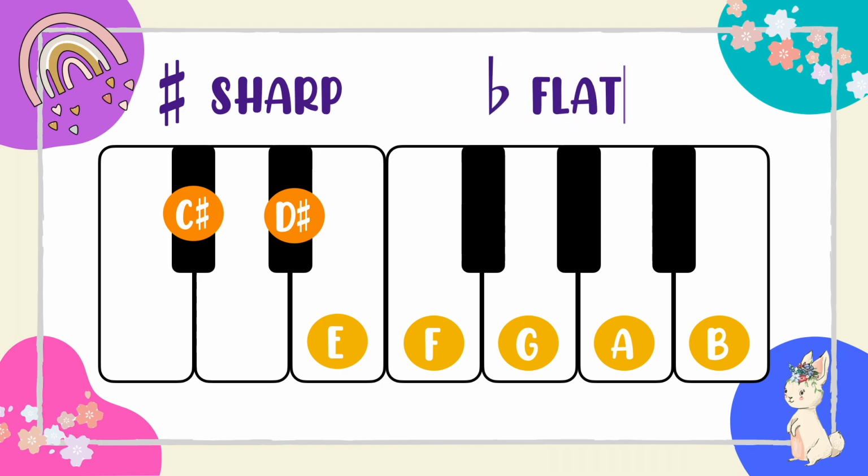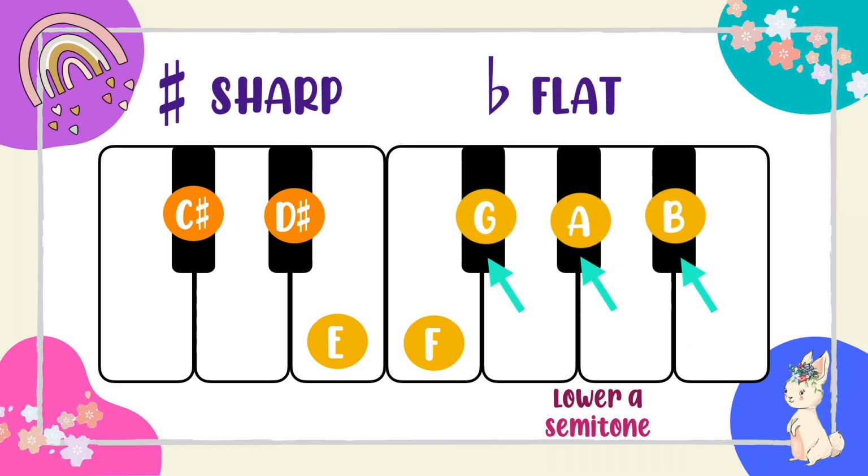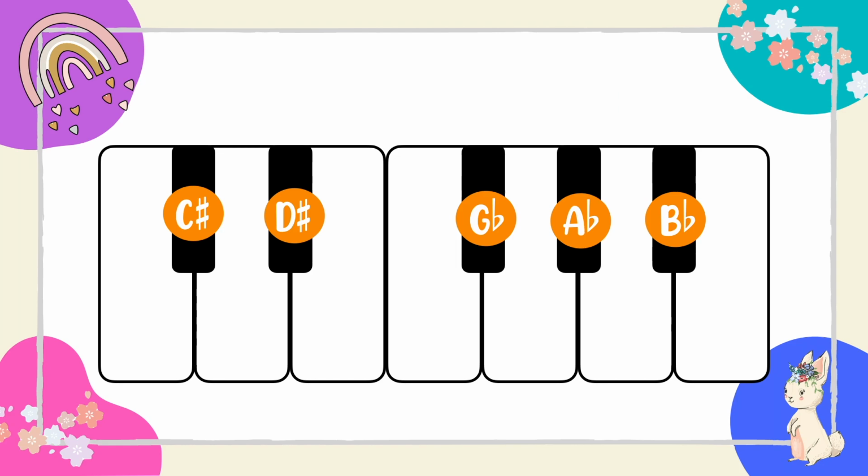An accidental flat is to lower a semitone in pitch. Let's take G, A and B for example. We lower them by a semitone and we have G flat, A flat and B flat.